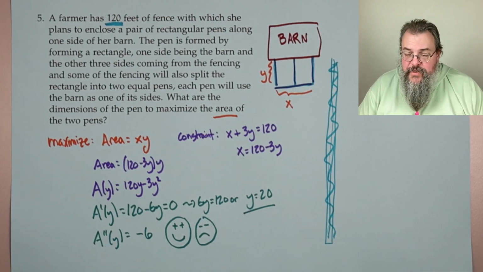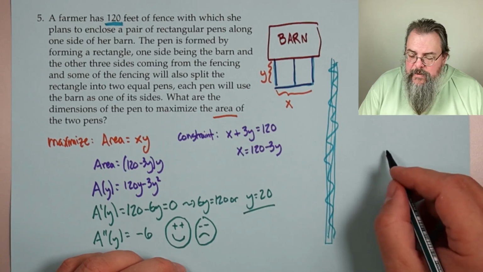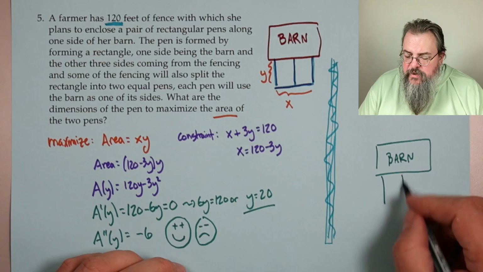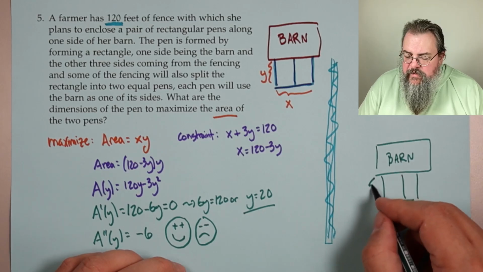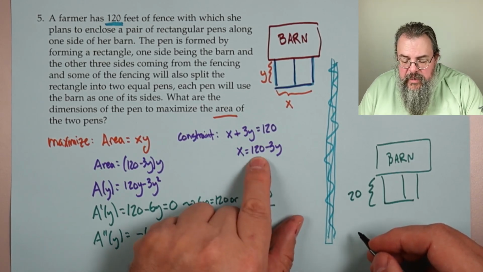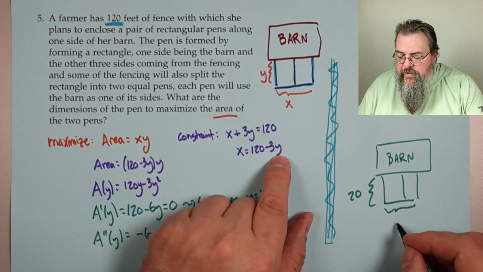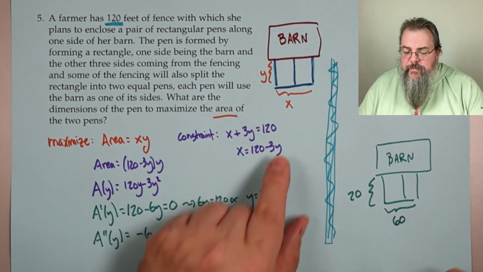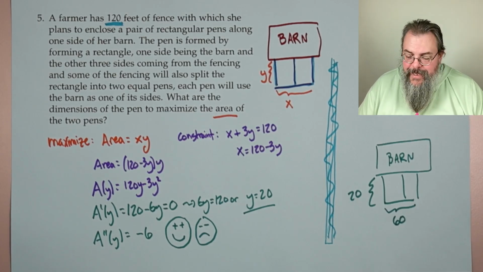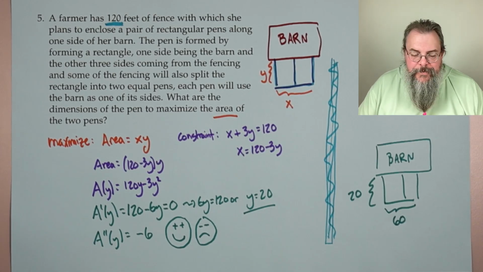So what are our dimensions? Well, specifically, we'll go ahead and sketch it just so there's no ambiguity. We're going to have this length be 20. And once you know that length, you plug it in here. 120 subtract 60 says that this distance here should also be 60. So it's 20 by 60. That's your dimension. And there you go. Aha! We did it! We've optimized.